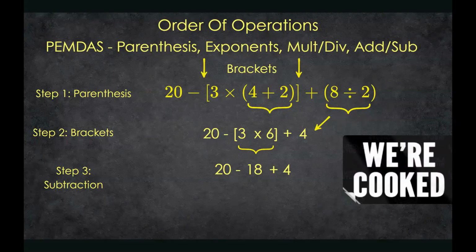So this is just addition and subtraction. And again, if you watch that first video, we treat addition and subtraction as equal symbols. So when we have equal weight or equal symbols, we just do it left to right. So I am going to go ahead and do 20 minus 18. That's going to give me 2. And then I'm just going to add the 4 at the end, and that's my last step. 2 plus 4 is 6.